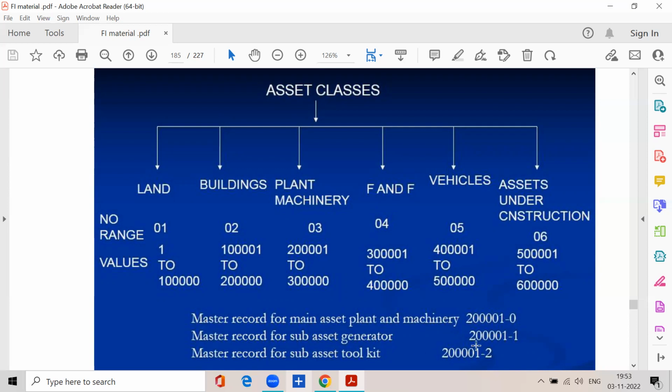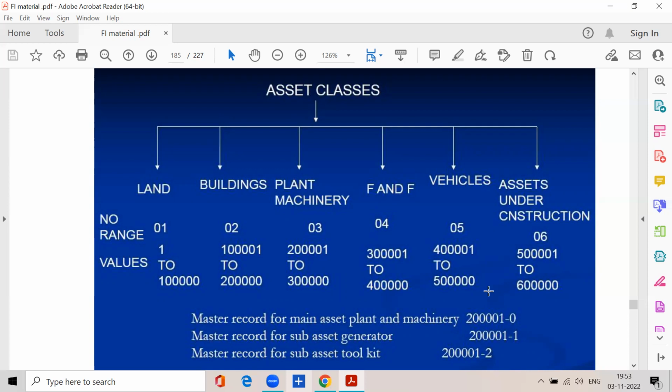So whenever you see 0 in the place of sub-asset number, that is called main asset. So the master record for the main asset, crane or plant and machinery, is given with the number 2 lakh 1 0. So when you have the main asset, there comes the question of sub-asset.